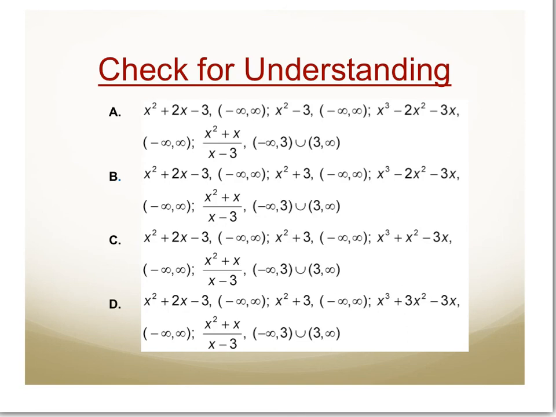On this slide are your choices for the check for understanding. You have choice A, B, C, and D. The first function is for the sum. The second function listed is for the difference. The third function would be your product, and the fourth function obviously would be your quotient. So what you need to do is go ahead and work out the sum, the difference, the product, and the quotient if you haven't already done so, and then find the domain of each of those functions, and then choose either A, B, C, or D as your answer, and press submit when you're done.